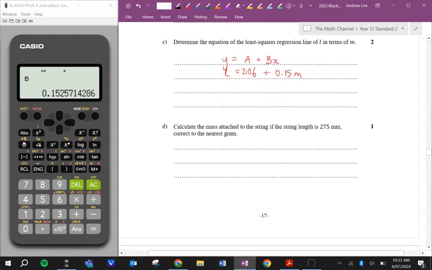Calculate the mass attached to the string if the string length is 275, correct to the nearest gram. So that's my L, because that's string length. So I'm going to use this here. Okay, so 275 is L. That's equal to 210.6 plus 0.15 M mass. So I'm going to just solve this algebraically. So I'm going to minus 210.6 from 275.